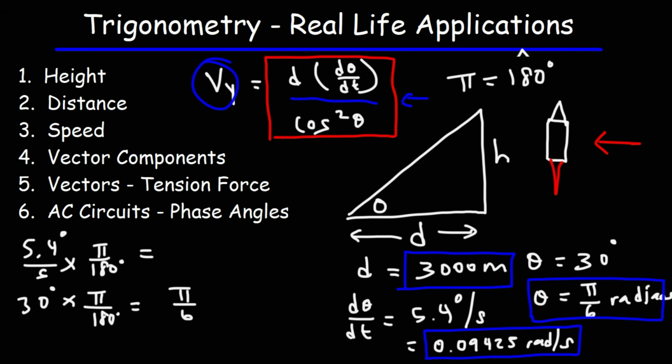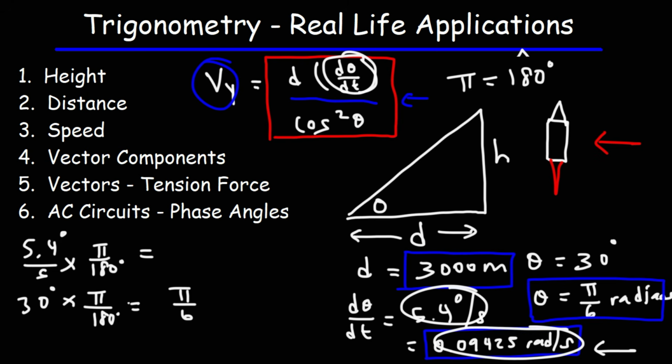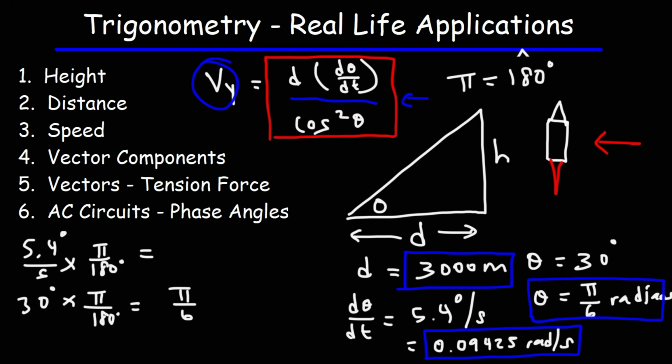Now I need to clarify one little detail. D theta dt, this has to be in radians per second, because if you plug in this value, you're going to get a different result compared to if you plug in this value. So d theta dt, that has to be in radians per second. Theta, on the other hand, you can plug in degrees or you can plug in radians.